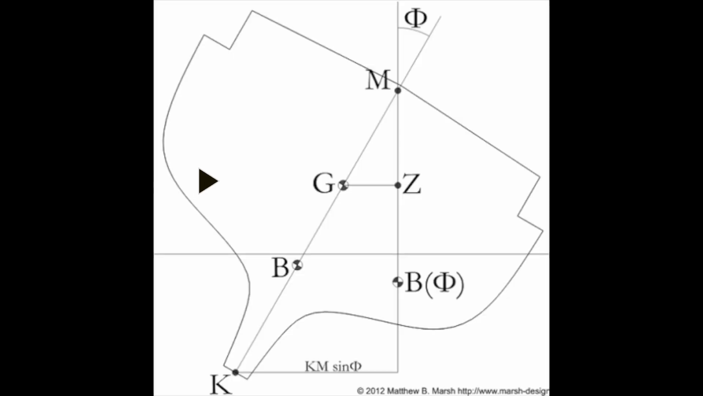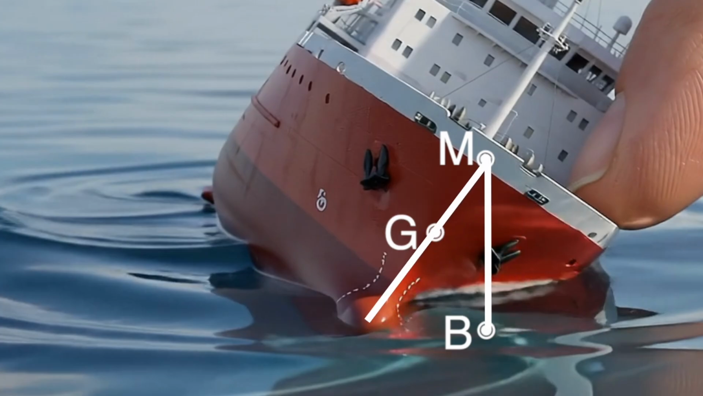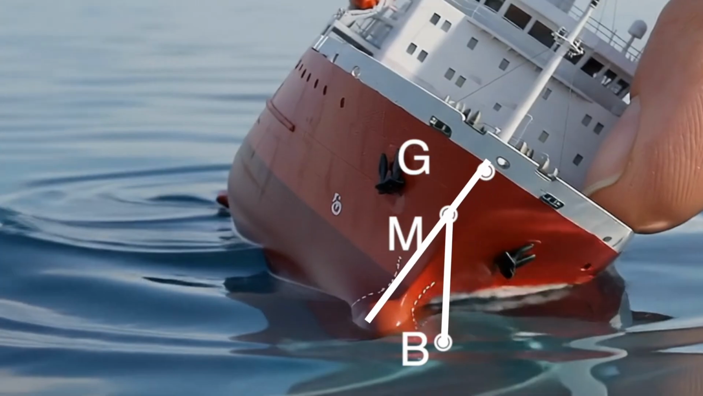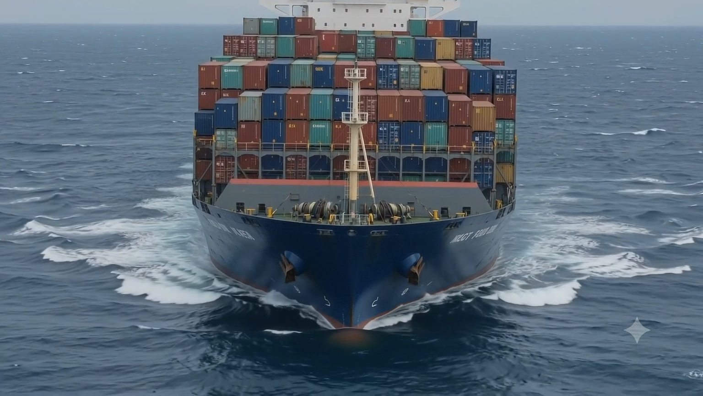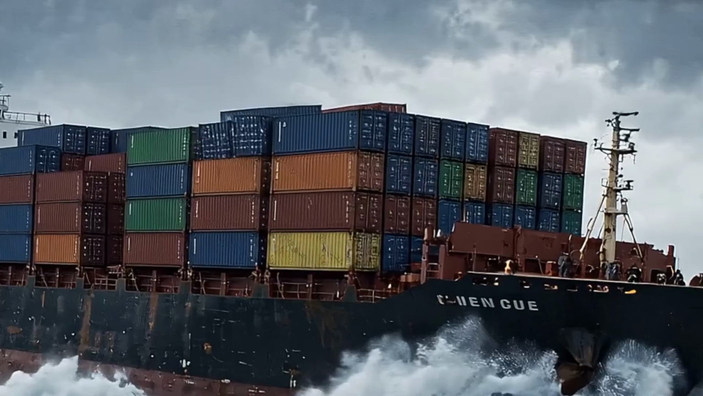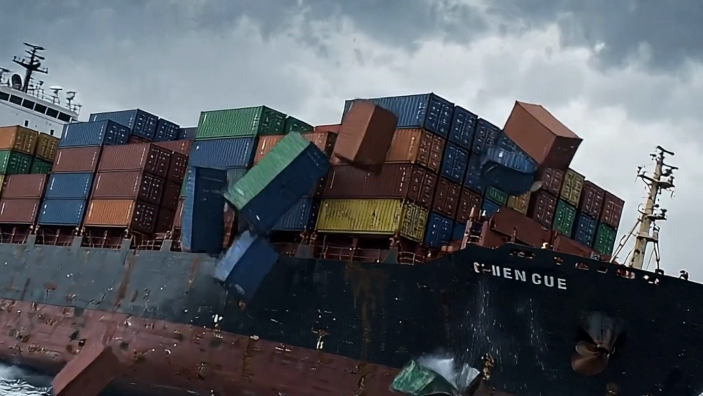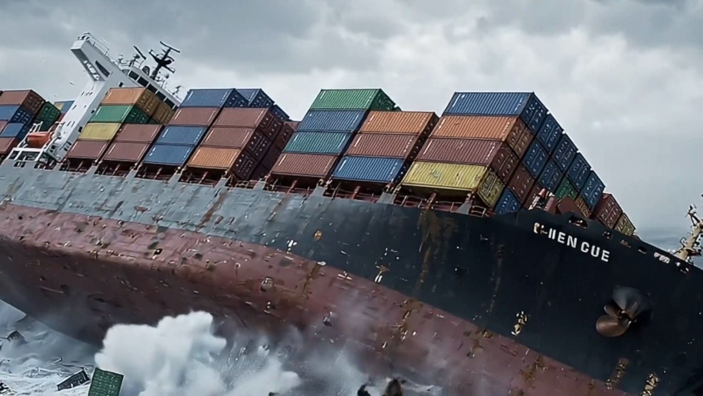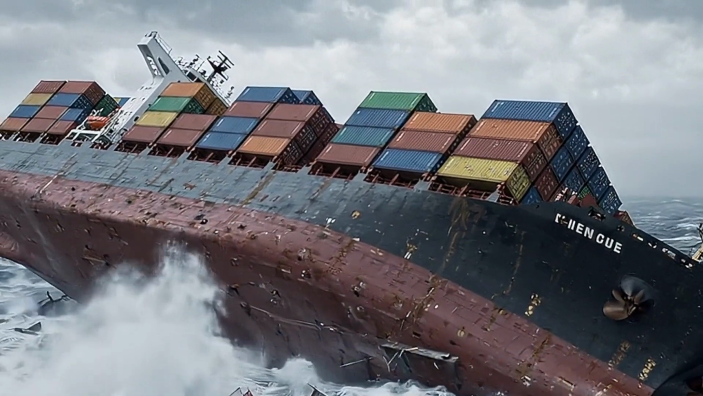The distance between the center of gravity G and the metacenter M is called GM, or metacentric height. This distance tells us about the initial stability of the ship. If M is above G, GM is positive and the ship is stable. If G is above M, GM is negative and the ship is unstable. So, positive GM means the ship has restoring ability, while negative GM means the ship is in danger of overturning. This is why GM is one of the most important values in ship stability.